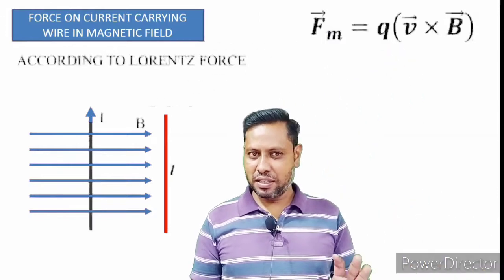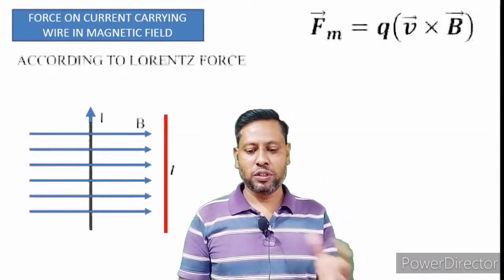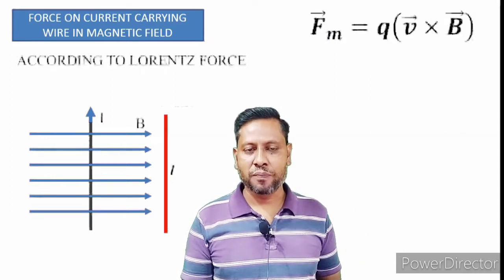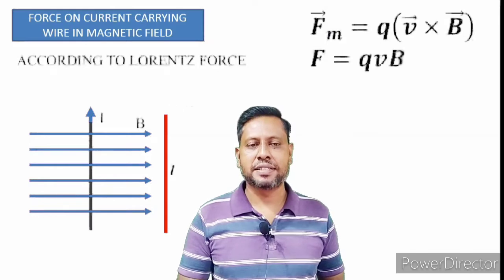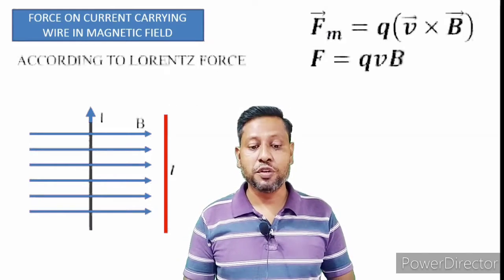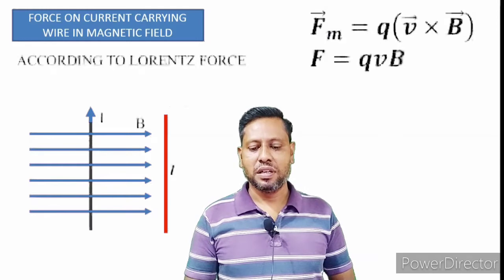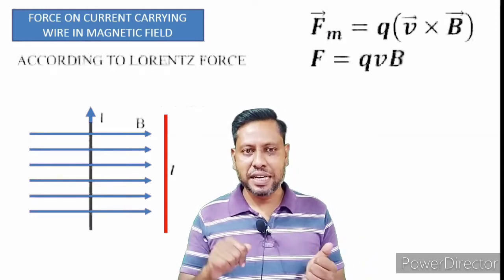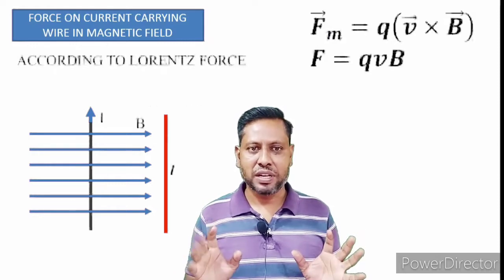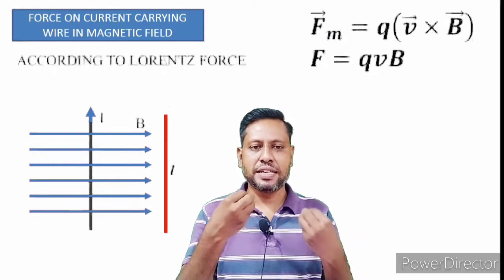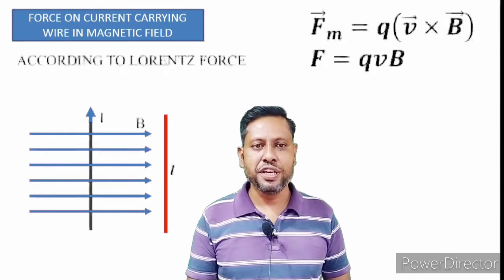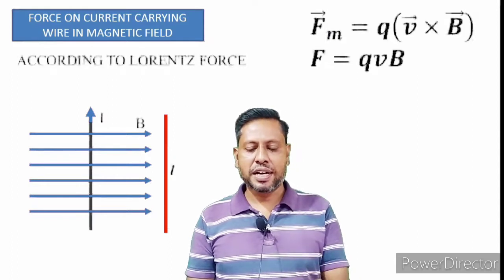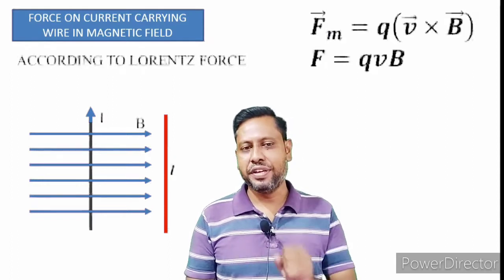Since here the velocity and magnetic field are both perpendicular, this can be simply written as F equal to q v B. If you solve q v cross B, it will be q v B sine theta. Theta is 90 here, that's why it is sine of 90, and sine 90 is 1. So I can write the force simply as q v B. Now we will try to replace the values of q and v here.